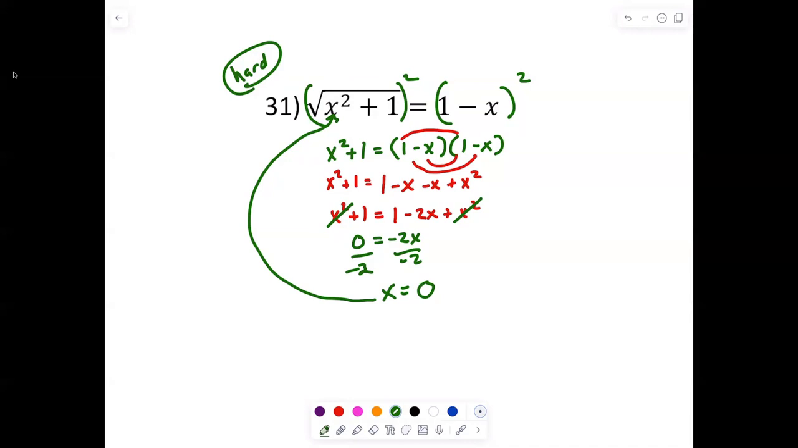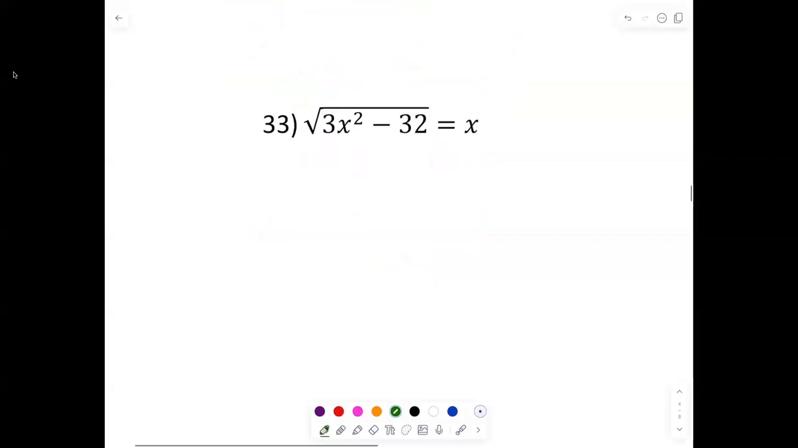Did you have to write out 1 minus x twice, instead of doing 1 minus x squared? No, it's not the same, kiddo. When you square a binomial, you have to write it out twice, okay? All right, you have to do that. That's the mistake everybody makes. They just square each individual term and you're not doing that. All right, so 31 was the hard one.